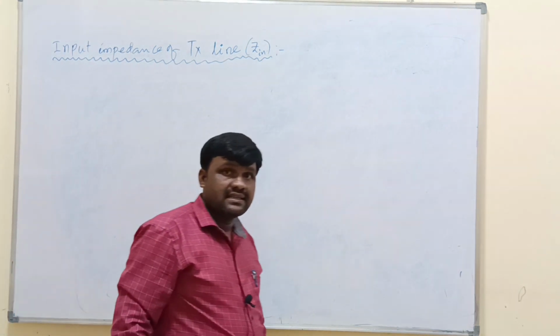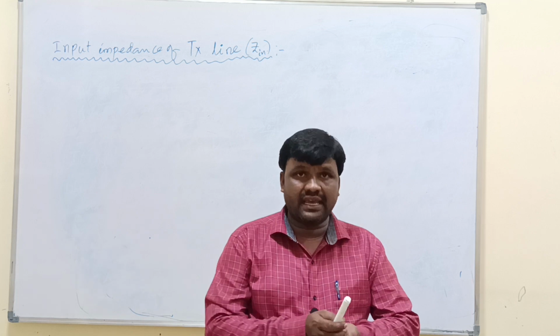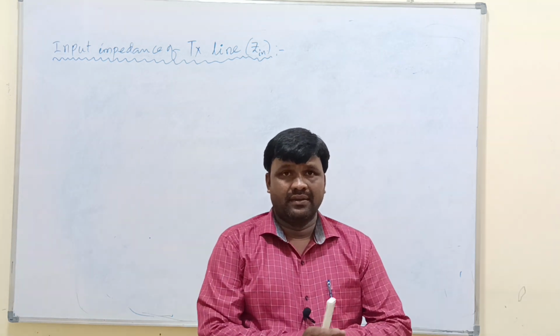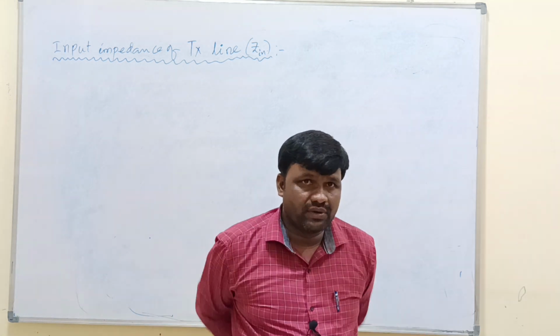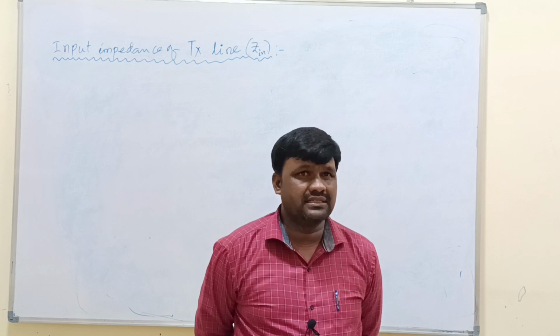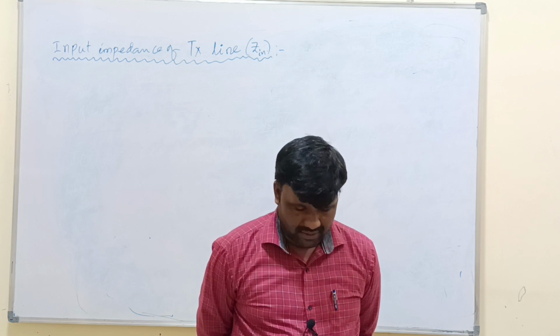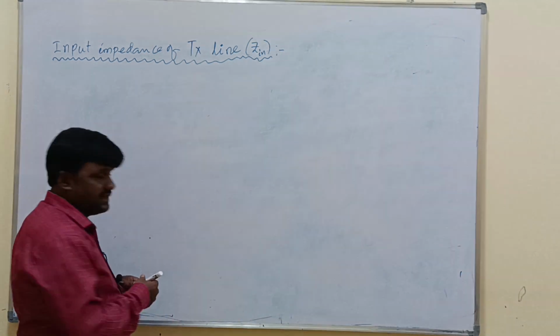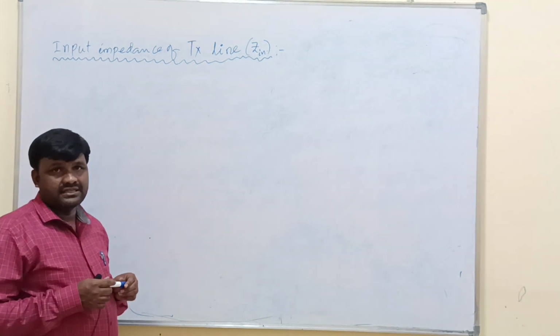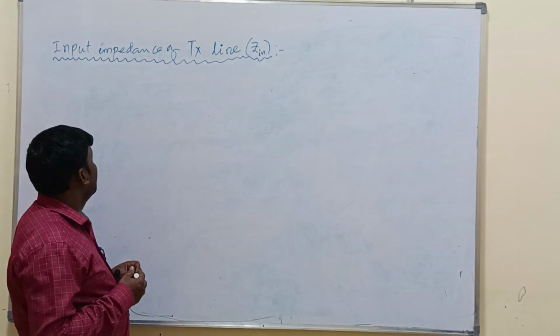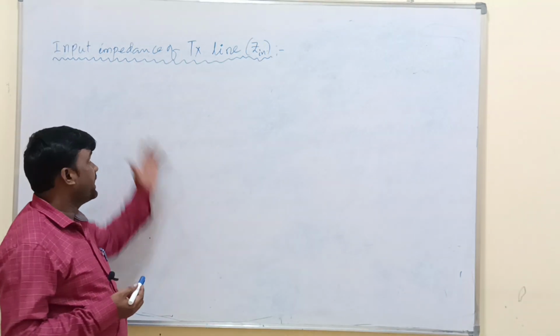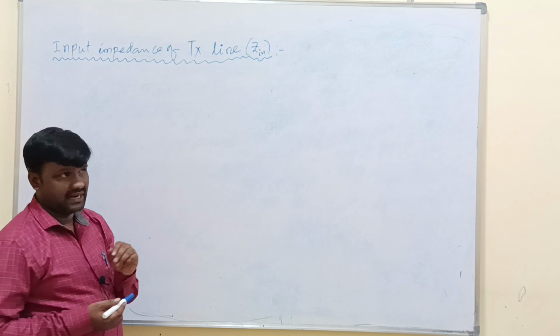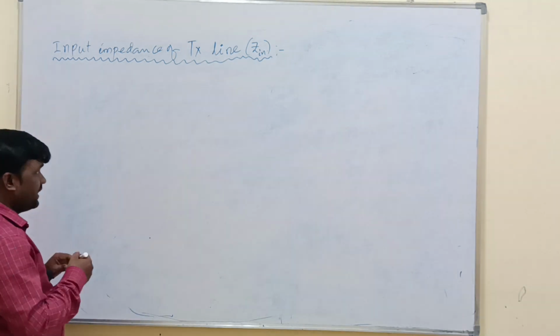In the last class, we derived the expression for characteristic impedance from its definition, that is Z naught equal to V naught plus by I naught plus, or else minus V naught minus by I naught minus. From that we have Z naught equal to under root R plus j omega L by G plus j omega C. In today's class, we will derive the input impedance of the transmission line at any point on the line.